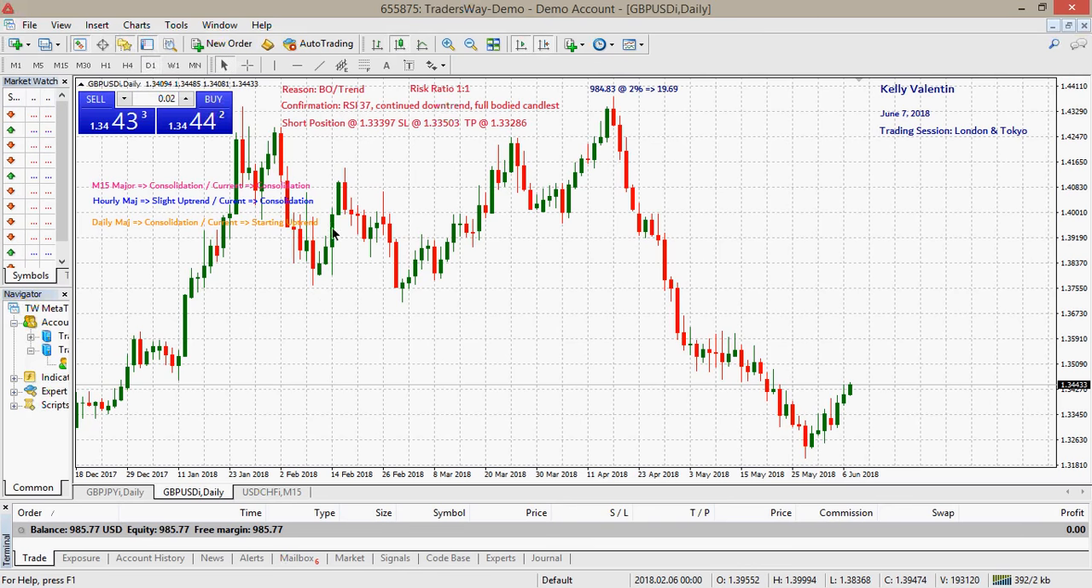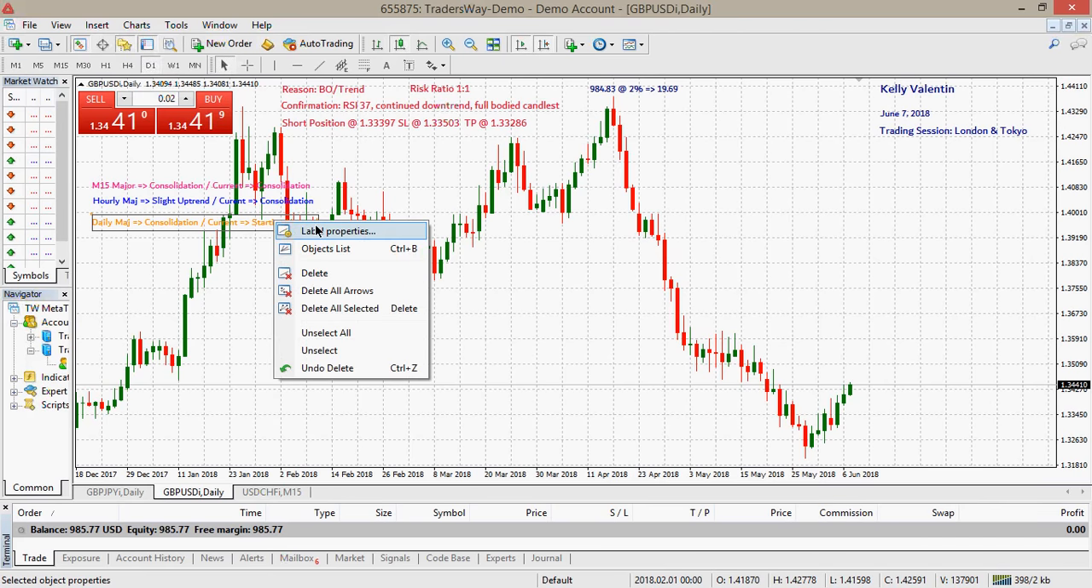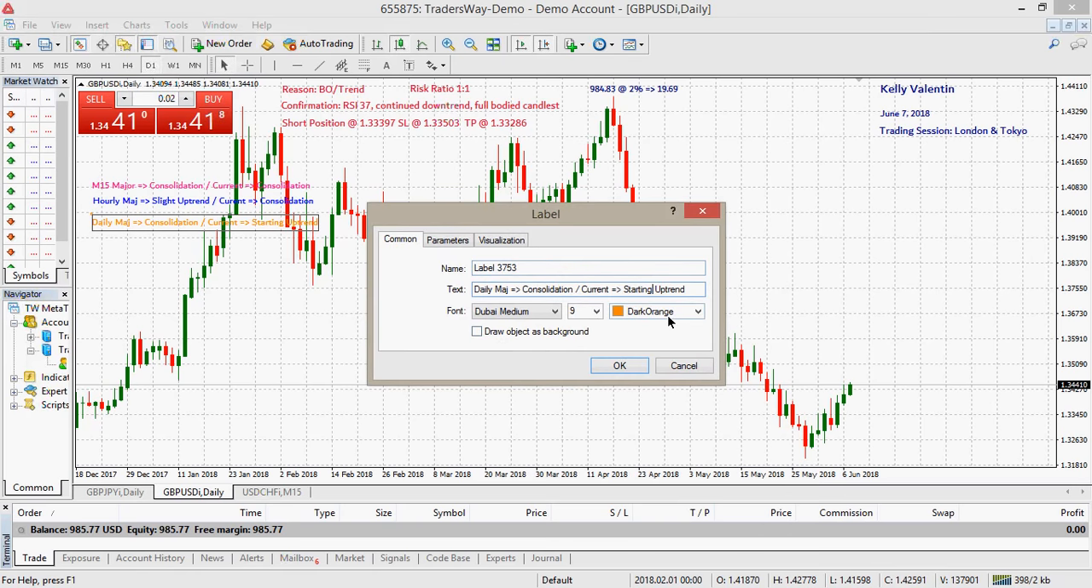So I have that it's currently starting an uptrend, because if it just has bullish sentiment and not quite enough candlesticks to determine a trend, then I'll just note it as starting an uptrend, so I know that it's not a true trend yet. But we do have enough candlesticks to call it a trend. So I'll go ahead and change this information.